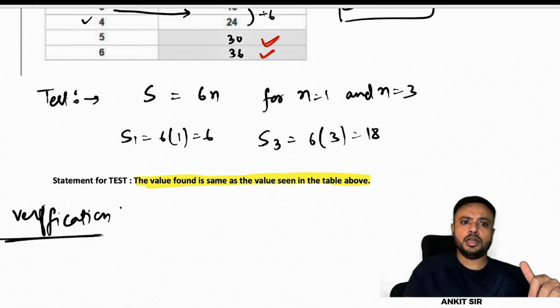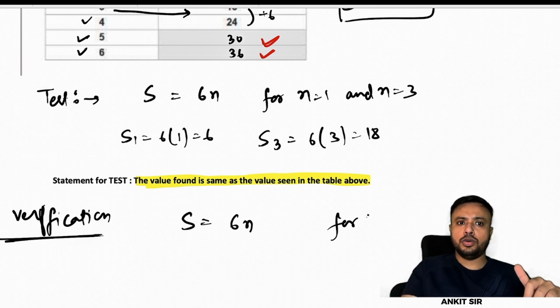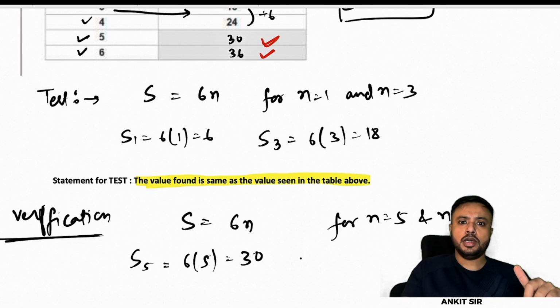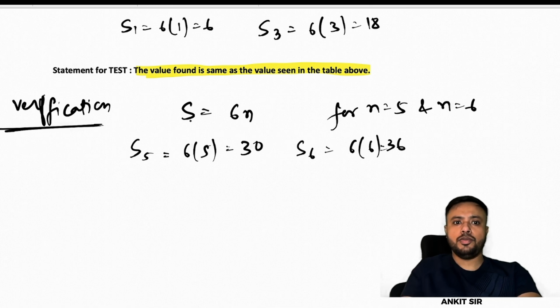So in verification, my general rule is S is equal to 6n. For verification, you have to do it for the predicted values. Since you have predicted for n equal to 5 and n equal to 6, I'm going to verify this general rule for n equal to 5 and n equal to 6. So S5 would be equal to 6 times 5, which is equal to 30, and S6 is equal to 6 times 6, which is equal to 36. So you can see that at n equal to 5, the S value was 30, and at n equal to 6, the S value is 36. So we have already verified the general rule, and after that you have to write this particular statement.